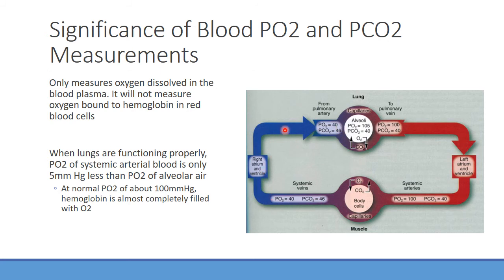Okay, so with a normal PO2 of around 100, you're going to notice that hemoglobin is almost completely filled up with O2. We're going to look at the oxygen-hemoglobin desaturation curve and see that, but roughly at a PO2 of 100 millimeters of mercury, all that hemoglobin will be bound up. So all 4 molecules will have oxygen attached to them.